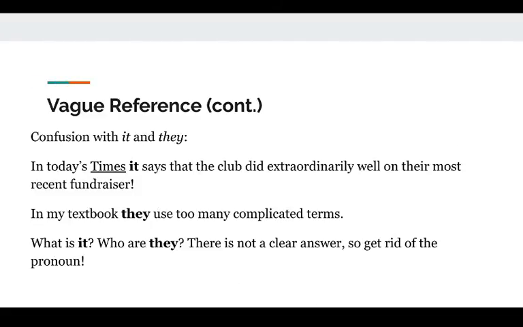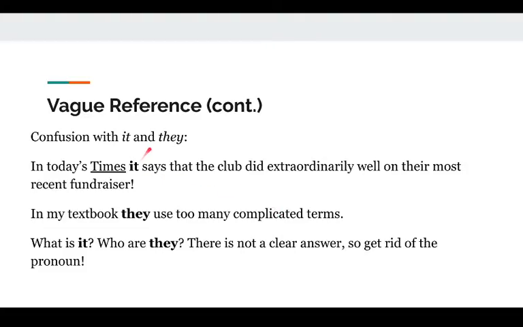Next, I'm going to be talking about confusion with it and they. So in today's Times, like the newspaper the New York Times, that's why it's underlined, it says that the club did extraordinarily well on their most recent fundraiser. In my textbook, they use too many complicated terms.